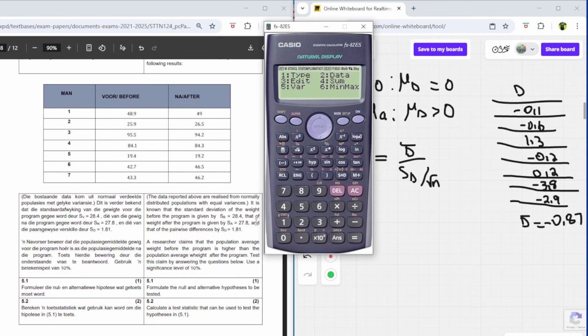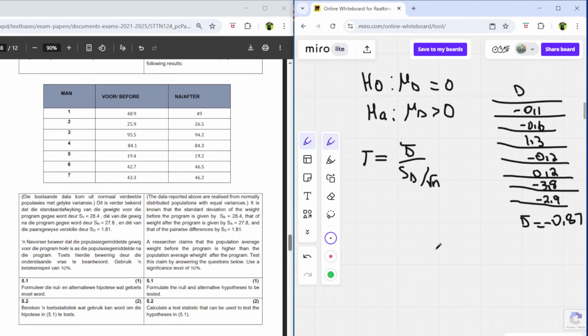Let me just check if the standard deviation is actually correct. It must give me 1.81, and the standard deviation is 1.81 over there, so it means my differences and everything is correct. Now that I've got everything there, I can find the value of t. The value of t: d bar is minus 0.87 divided by the standard deviation, which is 1.81. I just showed you that if they didn't give it to you, you can also find it yourself.